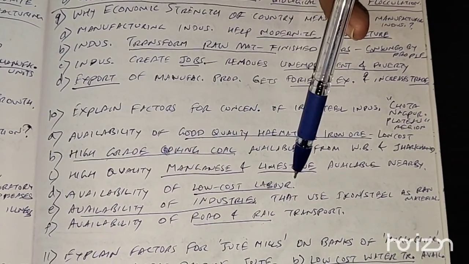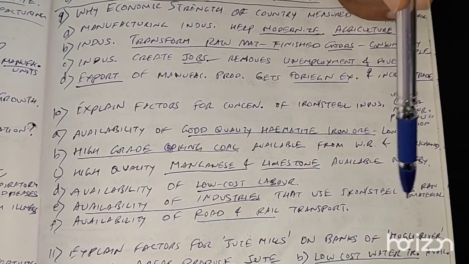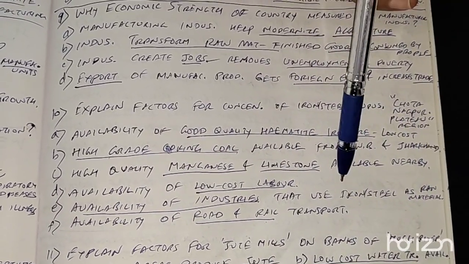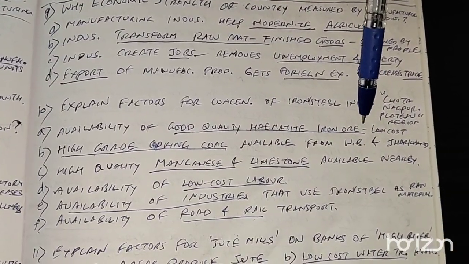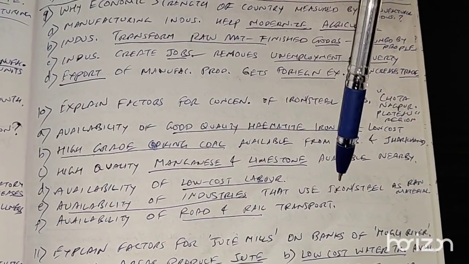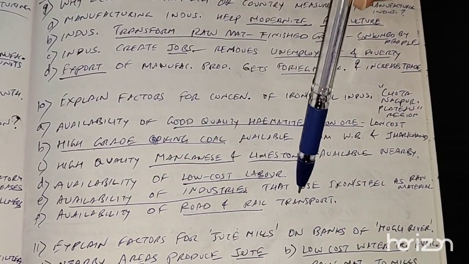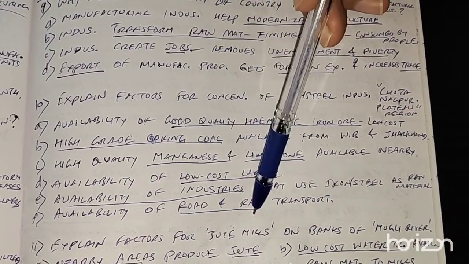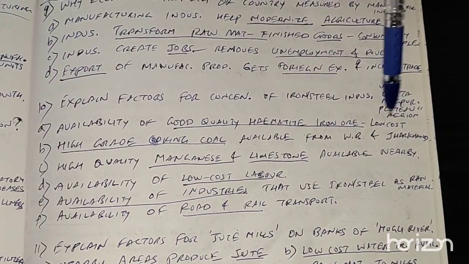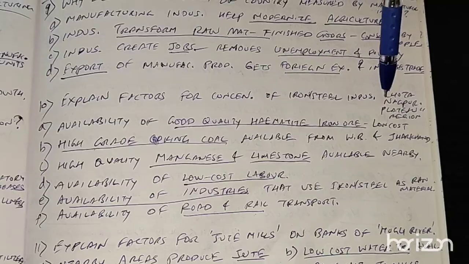Availability of low cost labor. Availability of industries that use iron and steel as their raw material. So when the iron ore is processed and iron and steel is made, that steel is now used by other industries as raw material. And availability of road and rail transport. Because of all these reasons, the Chota Nagpur Plateau region has a concentration of iron and steel industries.